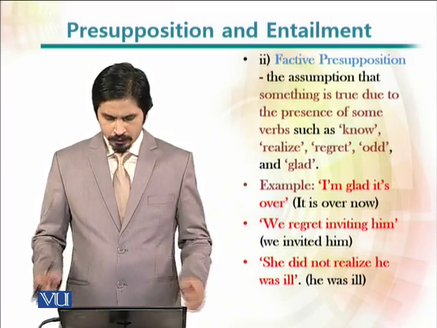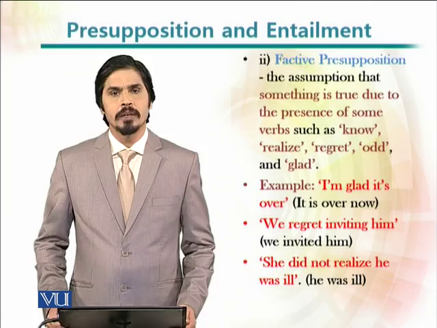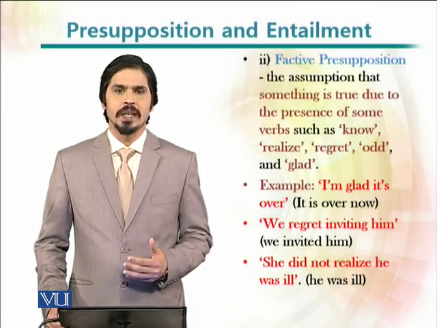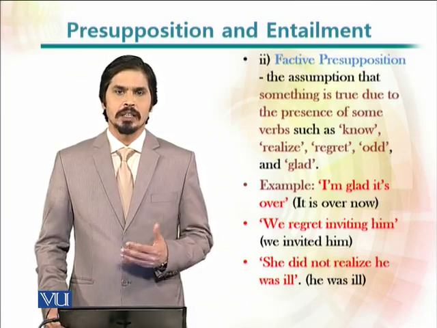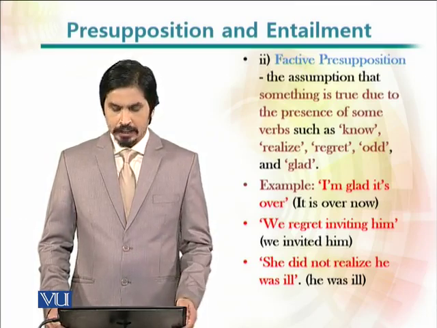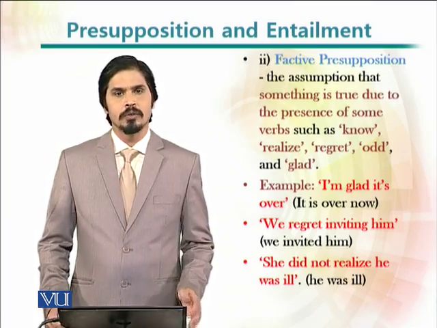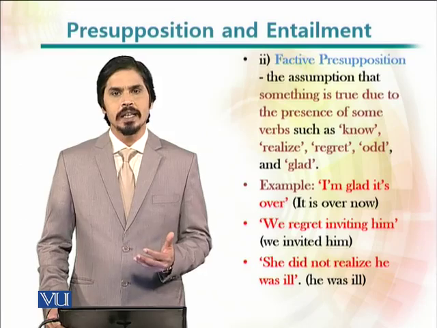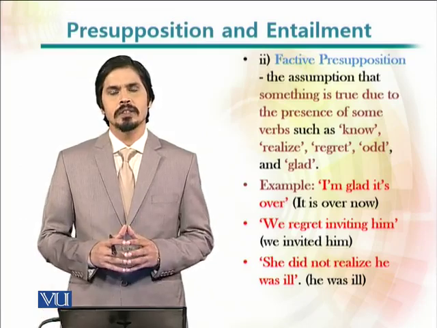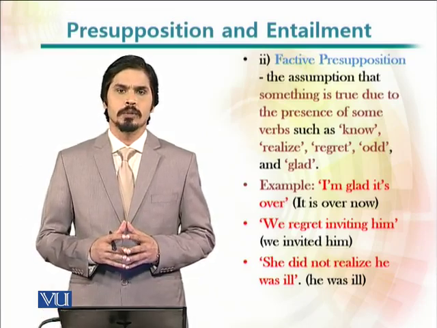Similarly, we could see we regret inviting him. So we invited him is the truth which has been presupposed. Similarly, she did not realize he was ill. So he was ill is the section of the sentence which has been assumed to be true.